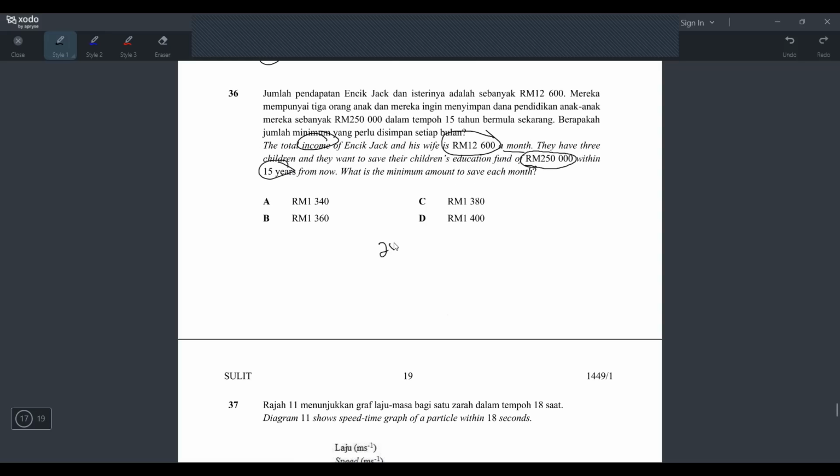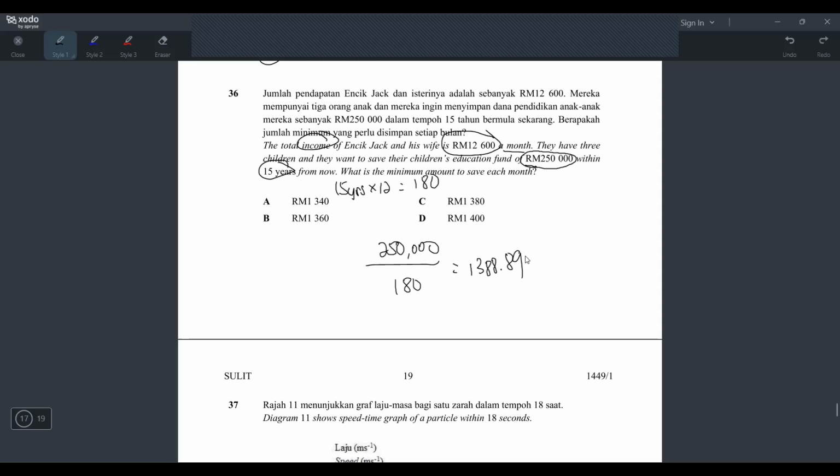Okay, if my goal is to save 250,000 in 15 years, then how I want to find for each month? Okay, 15 years got how many months? 15 years times 12, right? Because 1 year has 12 months. So what is 15 times 12? 180. It means in a span of 180 months, I have to save this much, 250,000. So if I want to know each month, I just take 250,000 divide 180. Okay, so let's press. Okay, my calculator give me 1388.89.